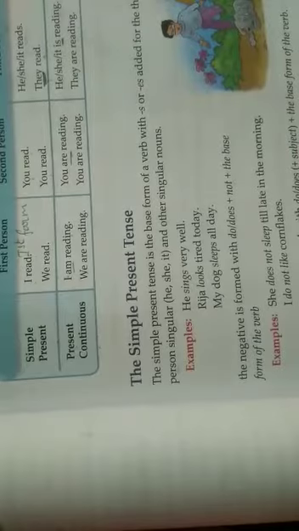Are, is, am: they are working as helping verbs in present continuous tense. We are reading. Again, are. You are reading. They are reading. You get the idea? Okay.